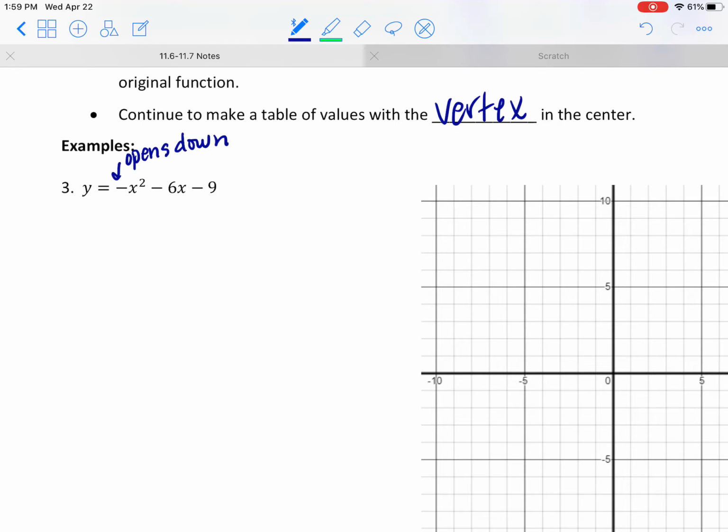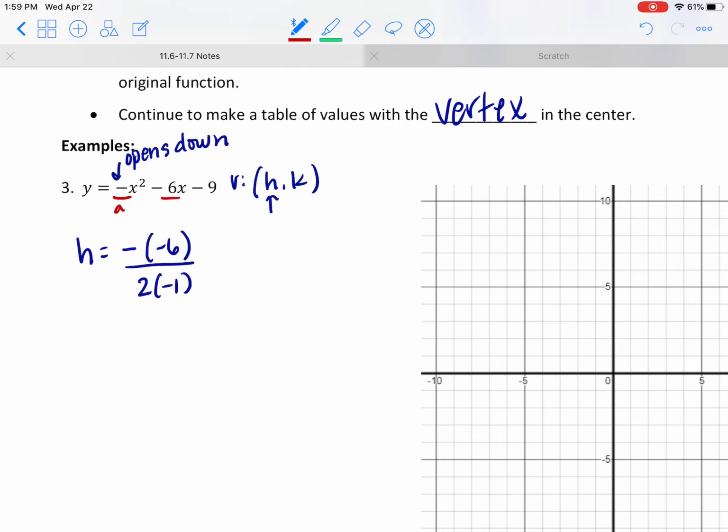So I can't tell by looking at this standard form where the vertex is. I do know that it's going to open down because of that negative in front, but I don't know where it's going to open down from. So to find the vertex, I'm going to use a formula. All right, so my vertex has two pieces, h and k. The first part of that, I use the formula to calculate.